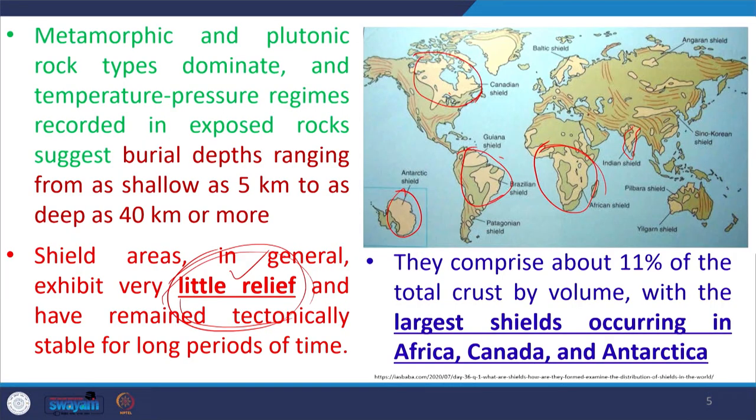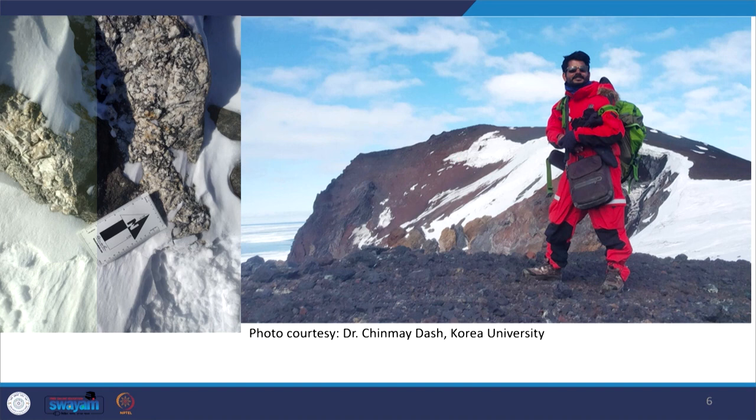Not only are these Precambrian or shield rocks exposed in the Canadian and Indian shields, they are also exposed in the Antarctic region. Here is a field photograph very recently received from Antarctica. You can see these are Precambrian rocks, granitic gneiss and migmatites, exposed and intruded by pegmatites.